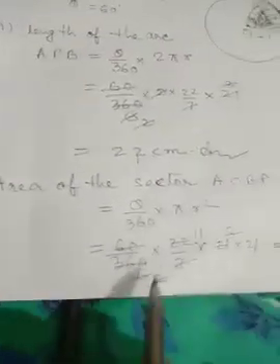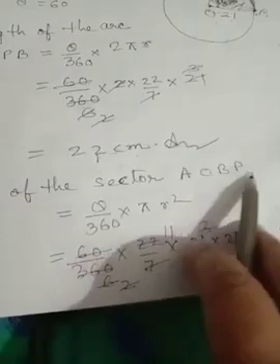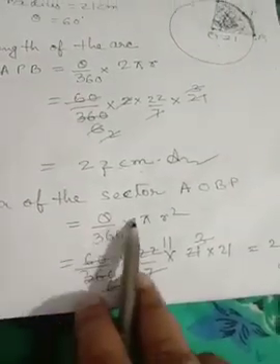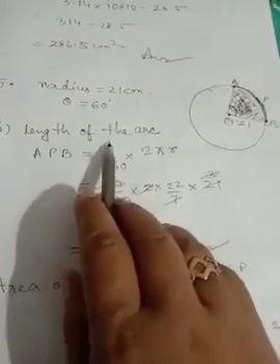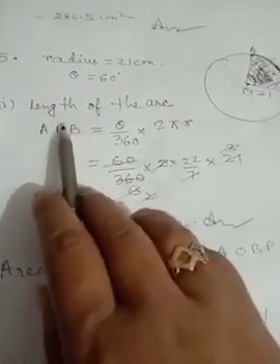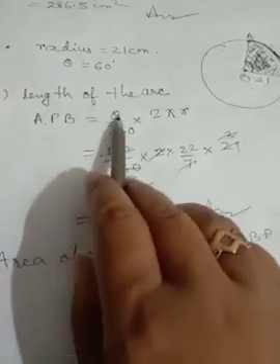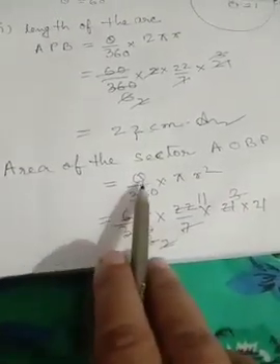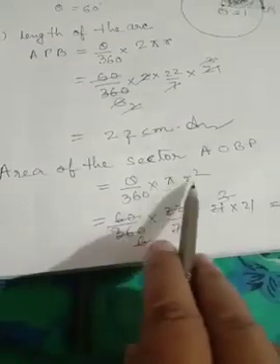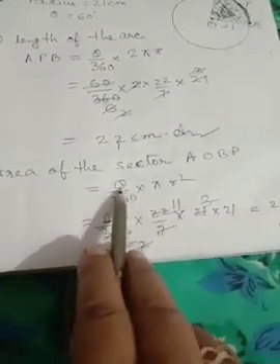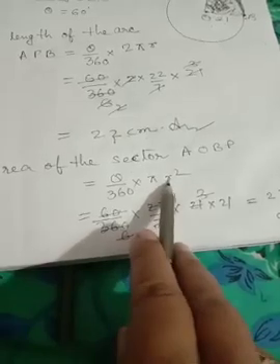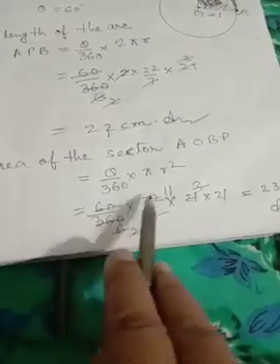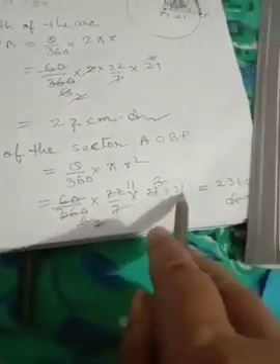So let's find out the area of the sector AOPB, that is equal to theta by 360 into pi r square. While we were finding the length of the arc, the formula is theta by 360 into 2 pi r. Now we are finding the area of the sector, so the formula is theta by 360 into pi r square. Putting the value of theta as 60 and the radius as 21, we get 60 by 360 into 22 by 7 into 21 into 21.